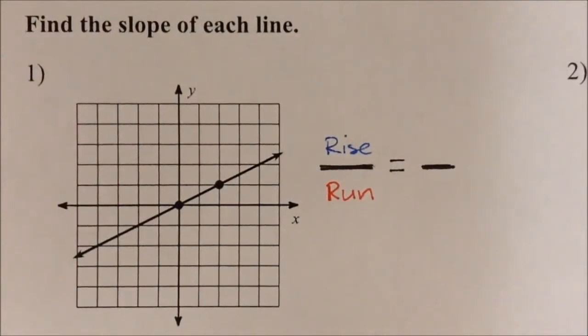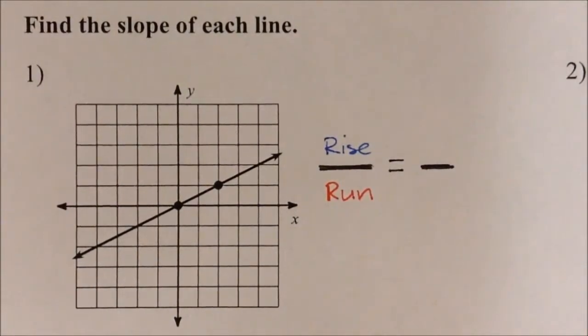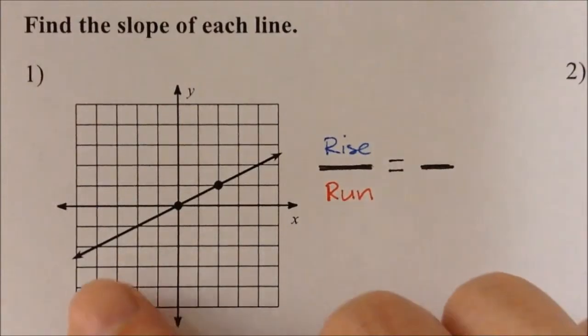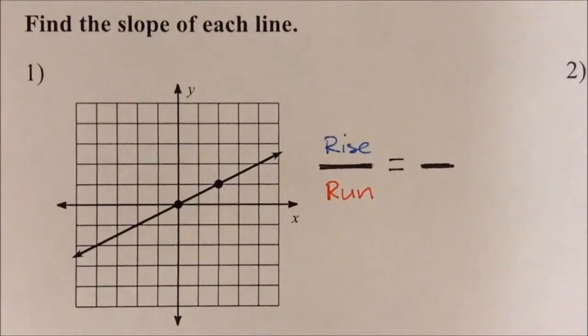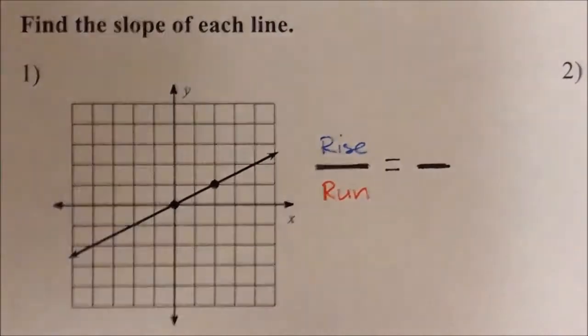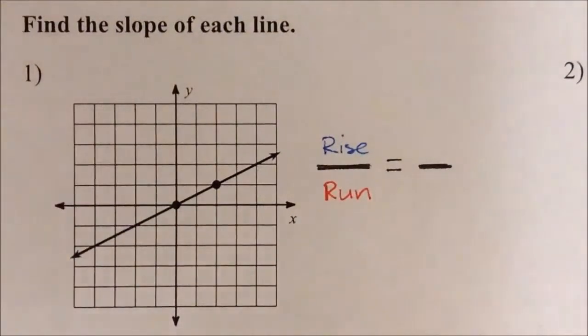Alright, so what we're going to focus on in this section is, given a graph and a graph line, your job is to find the slope. In order to find slope, we follow this rule, rise over run. What I mean by rise is when it goes up or down. Typically I start with my points from the left.